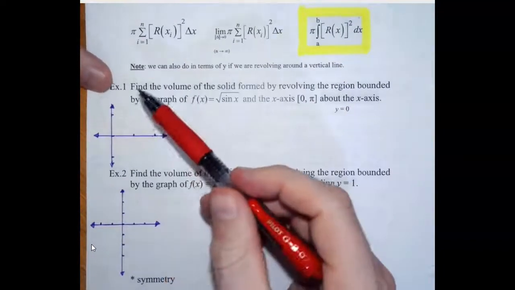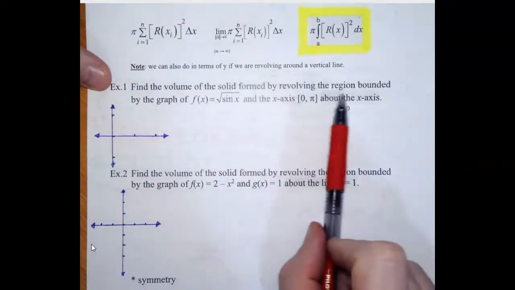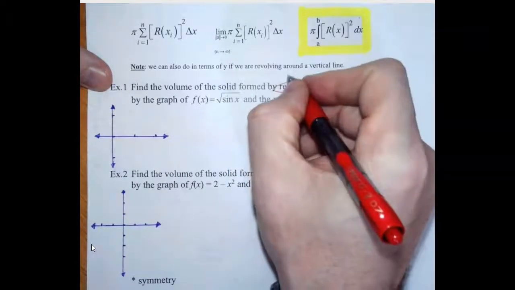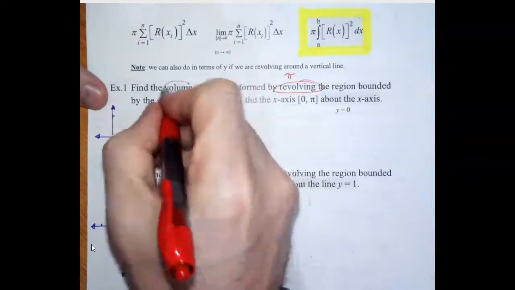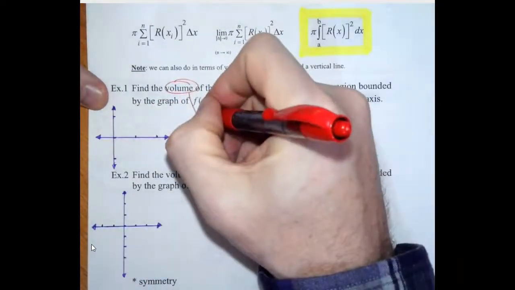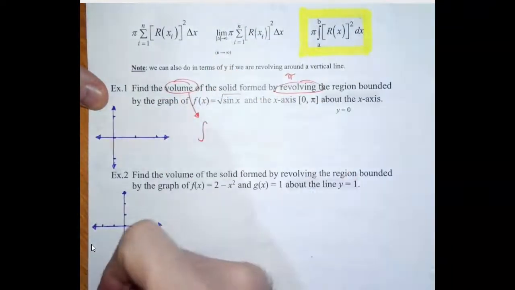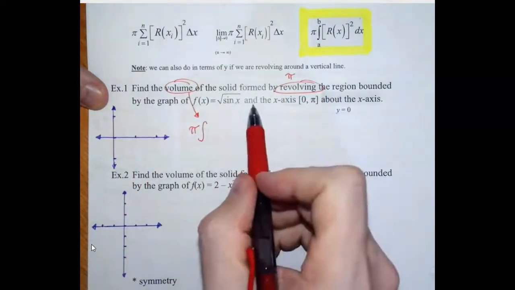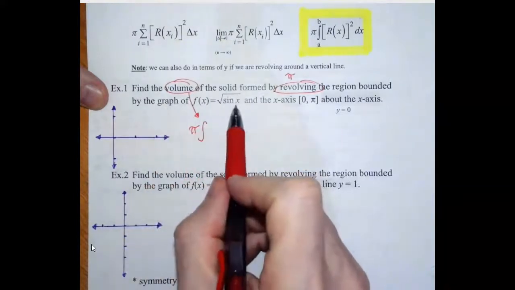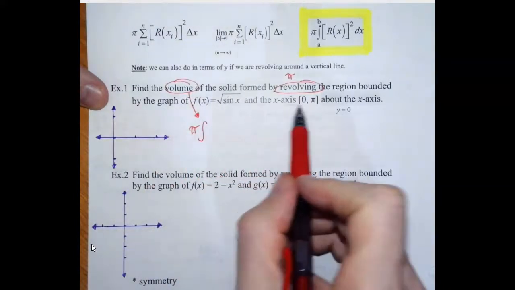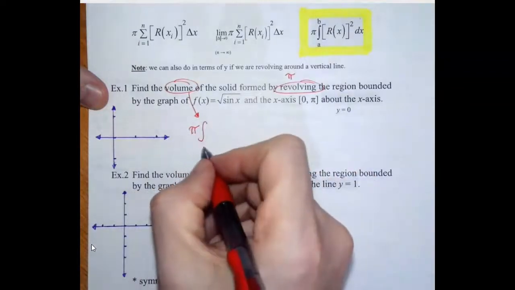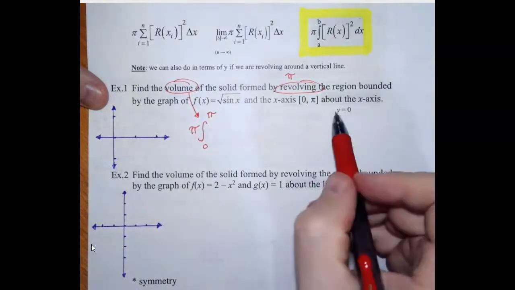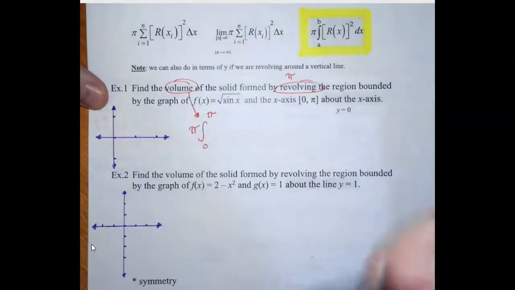Find the volume of a solid formed by revolving. As soon as you see the word revolving, that tells you you have pi there, and as soon as you see the word volume, you have an integral. Volume, you have an integral, and revolving, you have pi. And we're doing the graph of the square root of sine of x and the x-axis from 0 to pi, so it's telling you that also. Now here at the end it says we're going to be revolving around the x-axis.